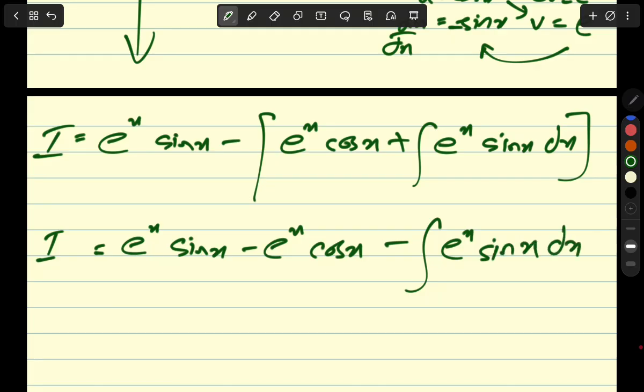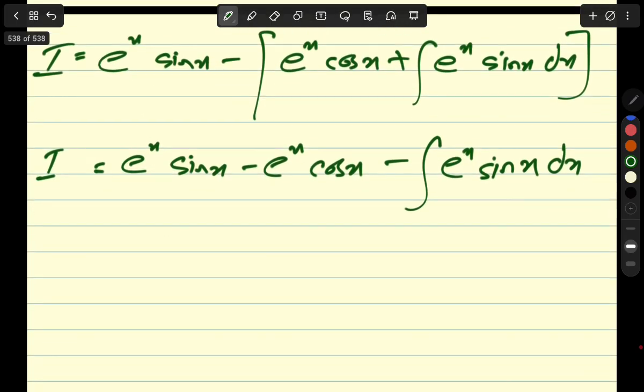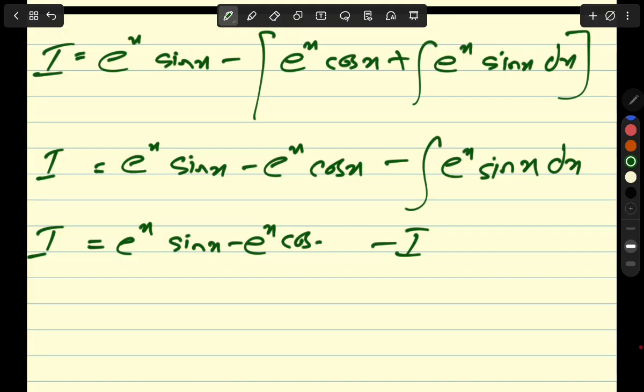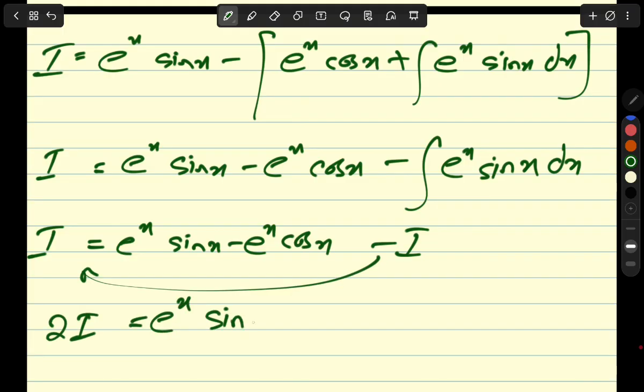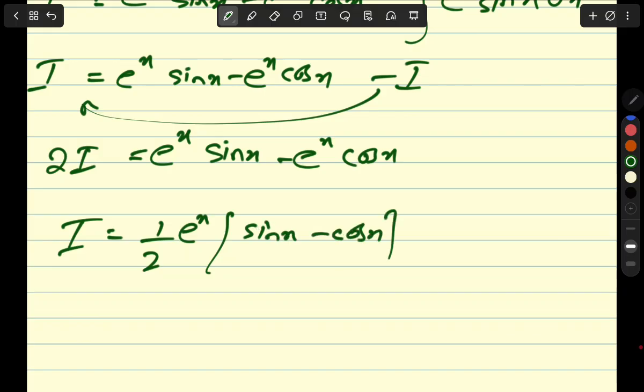Now you will see that this exponential of x sine x dx was what? It was I. So instead of this, I can rewrite minus I, and there's an I here, and this is exponential of x sine x minus exponential of x cos x, and I can take this here. So this becomes twice the integral is exponential of x sine x minus exponential of x cos x, and I can now take exponential of x common, and divide both the sides by 2. So the integral is going to be half e^x, times sine x minus cosine of x, and that's the integral of e^x sine x dx.